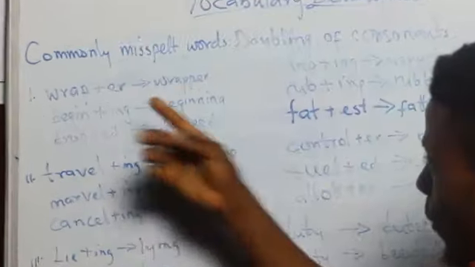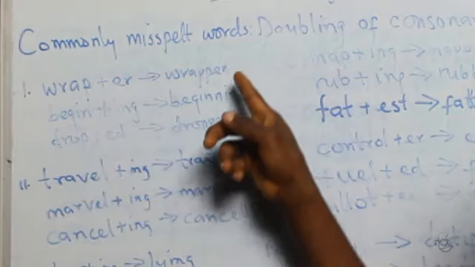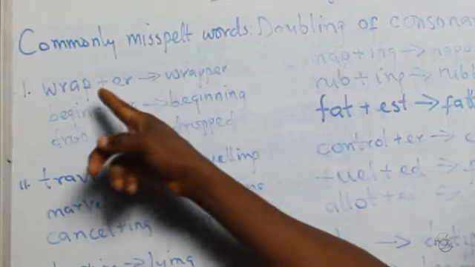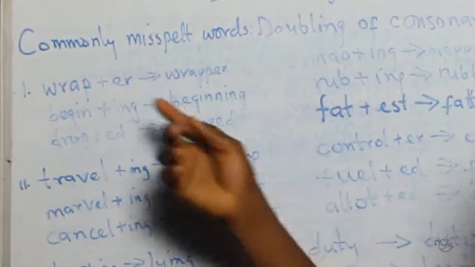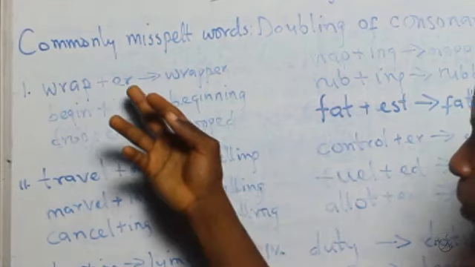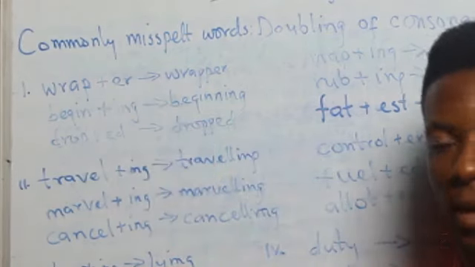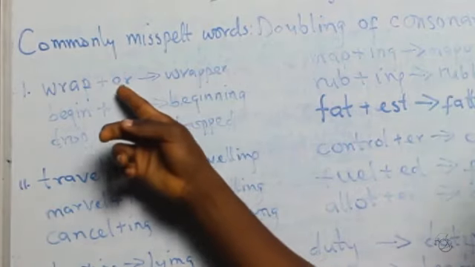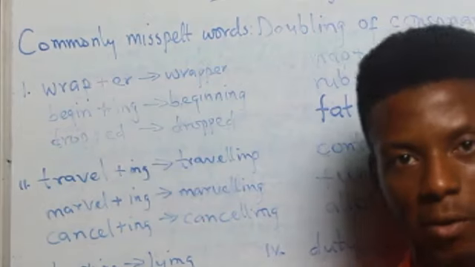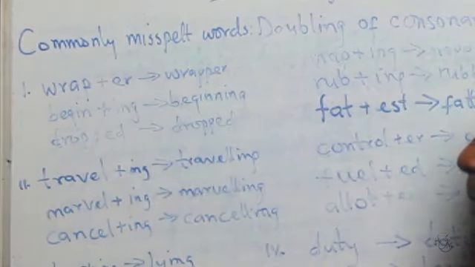Example: rapper. We have rap plus ER, rapper. There is a vowel sound that comes before the consonant that lasts the word. Now, before we can add a suffix that begins with a vowel, we have to double the consonant sound, which gives us rapper.